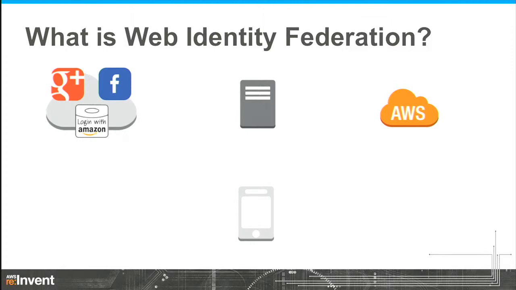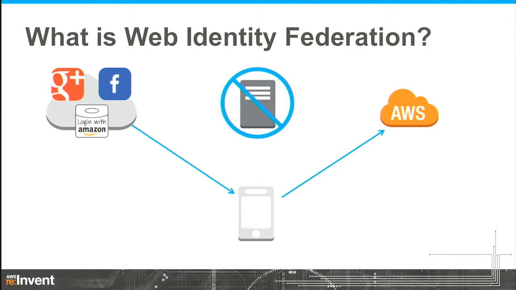So what is Web Identity Federation? At its most basic level, what Web Identity Federation allows us to do is take credentials from an identity provider, such as Google, Facebook, or Login with Amazon, and trade those credentials directly for AWS temporary credentials. Now, the best thing about Web Identity Federation is we can do all of this without any back-end infrastructure.